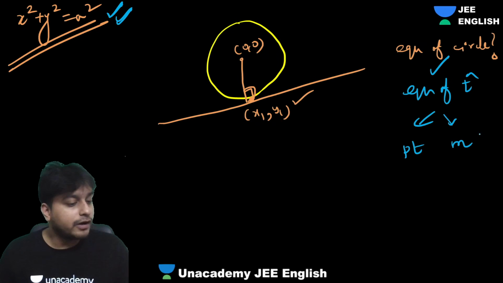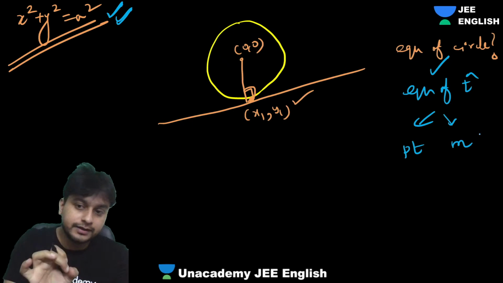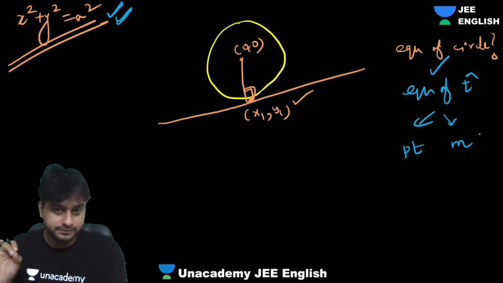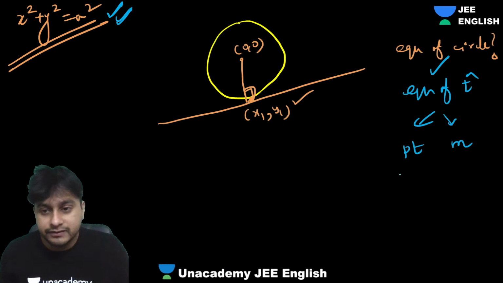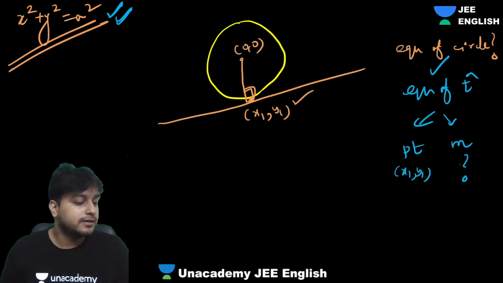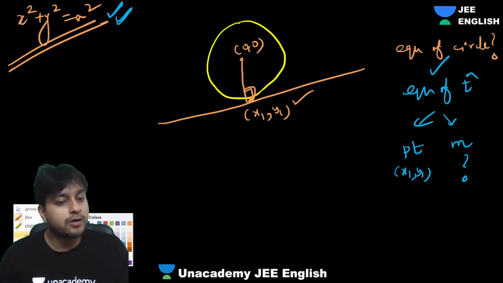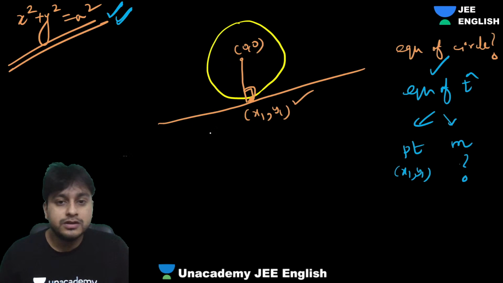That's it. For getting the equation of a line, you need a point and a slope. So the point we know, x1, y1, that is already given. We just need the slope. Not rocket science. What will we do? We know the slope of this.